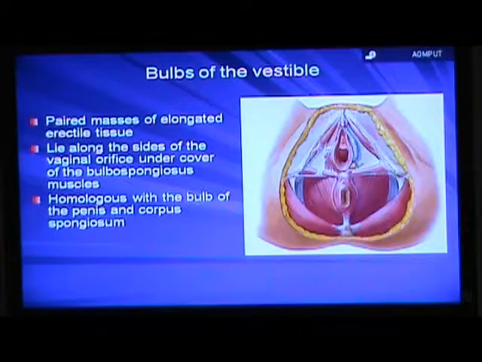Bulbs of the vestibule are paired masses of elongated erectile tissue. They lie along the sides of the vaginal orifice, under cover of the bulbospongiosus. Look, here we can see the fibers of the bulbospongiosus muscle, and on this side we can see the bulb of the vestibule. It's homologous with the bulb of the penis and the corpus spongiosum.